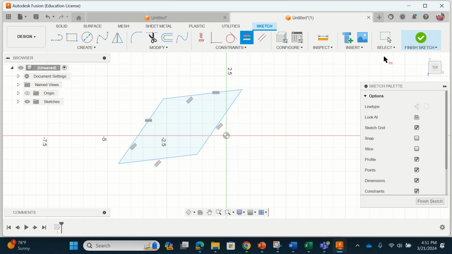Notice that the equal constraint has now appeared between the top and the left side. And if I hover over it, you can see its paired constraint. Now I have a rhombus. A rhombus, if you recall, is a parallelogram with 4 congruent sides.